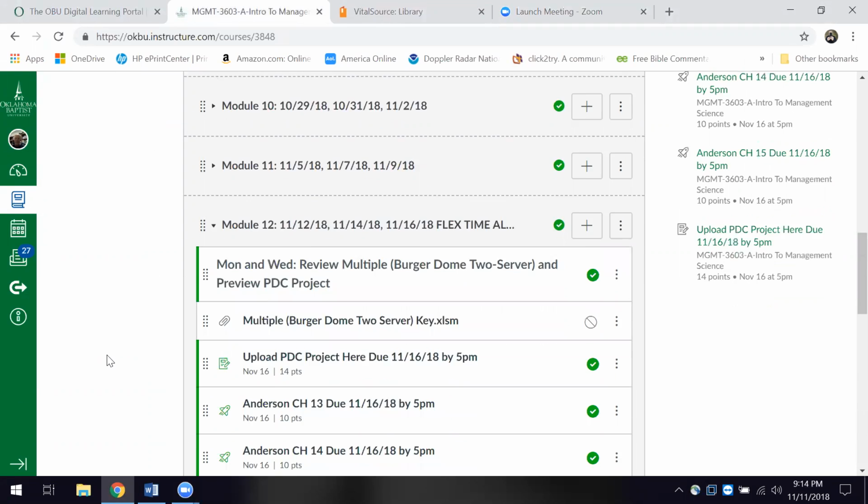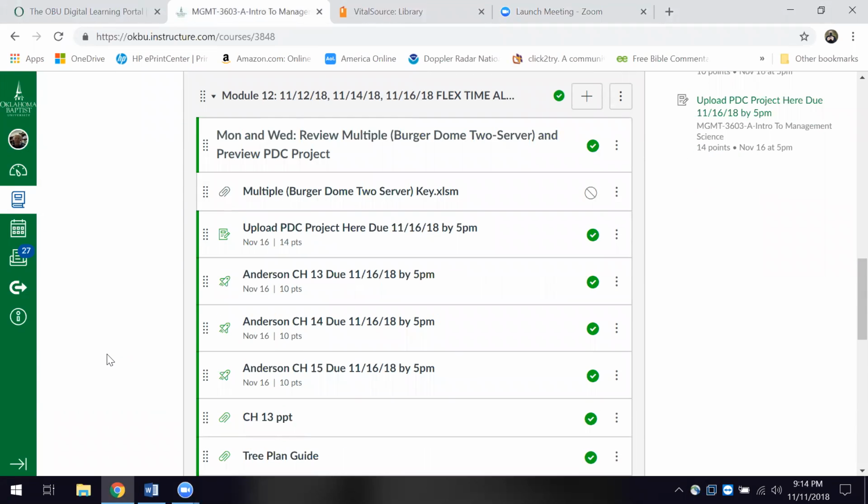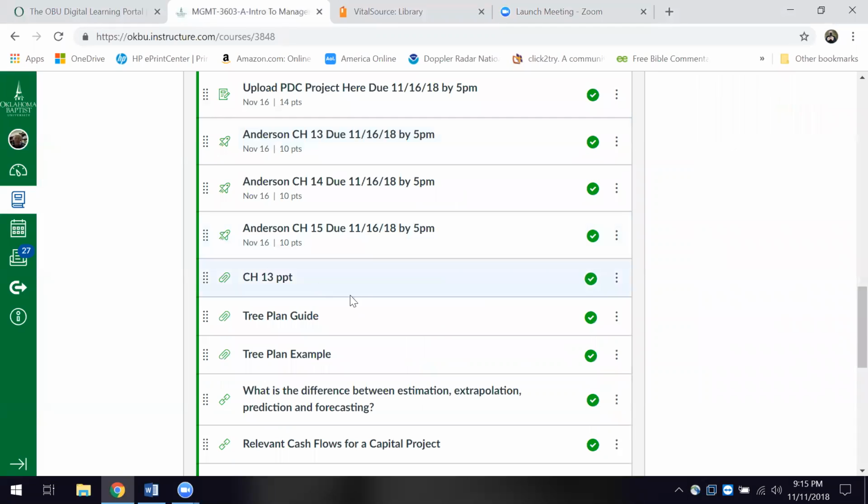This is Module 12, of course, and the PDC project that is due on the 16th. Okay, and that's a pretty big detail. It's a very detailed type of case, so we'll be talking about it. And then you have the Anderson tests on them, chapter 13, 14, and 15.